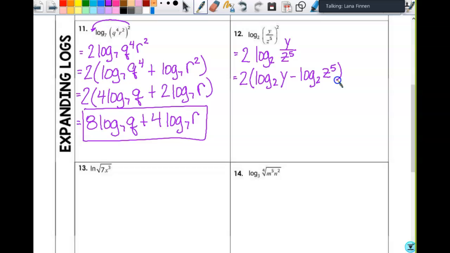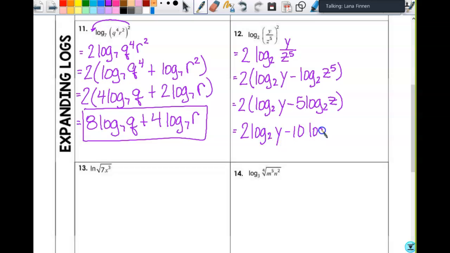Then before I distribute, I need to take care of that exponent that's a 5. And this gives me 2 times log base 2 of y minus 5 times log base 2 of z. Then to finish it up, I distribute, and I get 2 times log base 2 of y minus 10 times log base 2 of z.